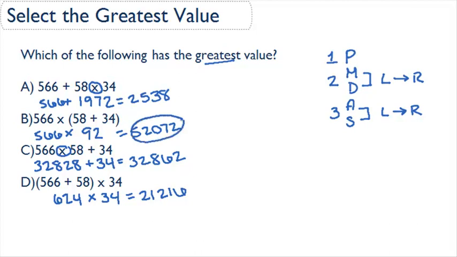52,072 is our highest number, so the expression with the greatest value was B, 566 times, in parentheses, 58 plus 34.